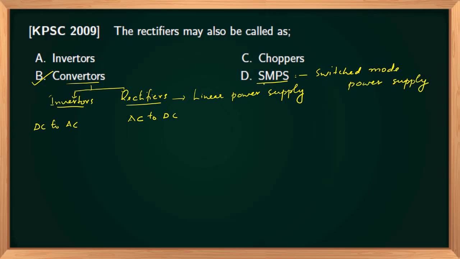The main difference between SMPS and the rectifier circuit is that SMPS works on the principle of a DC to DC converter. First, the AC supply voltage is converted into high voltage DC, then using a chopper circuit, it is stepped down into fixed DC level values. Choppers are DC to DC converters. Choppers are used for converting fixed DC to variable DC supply. Correct option in this case is B, converters.